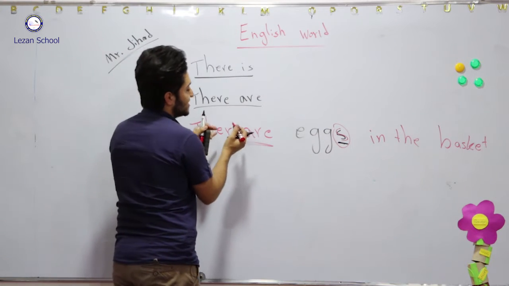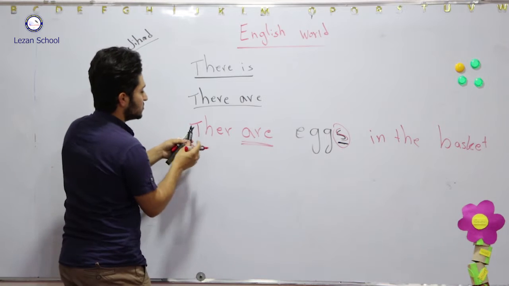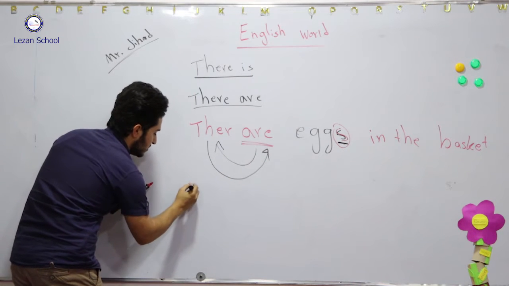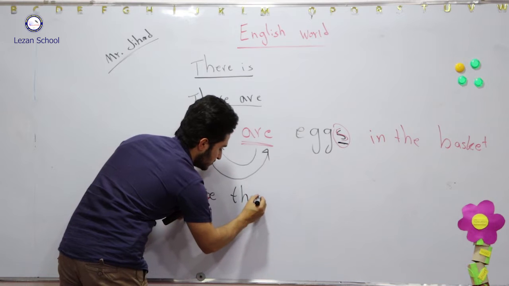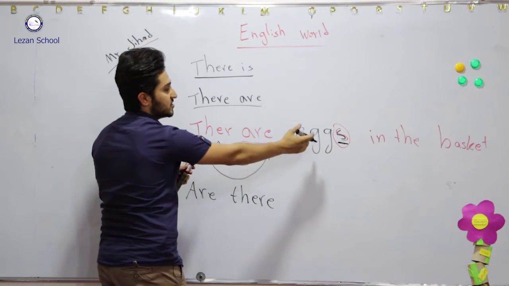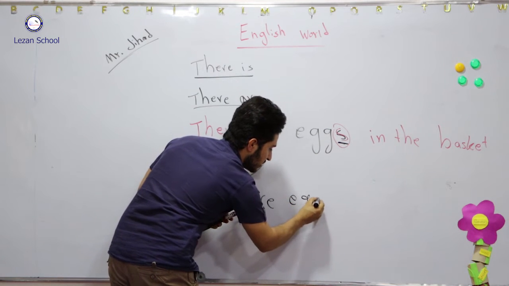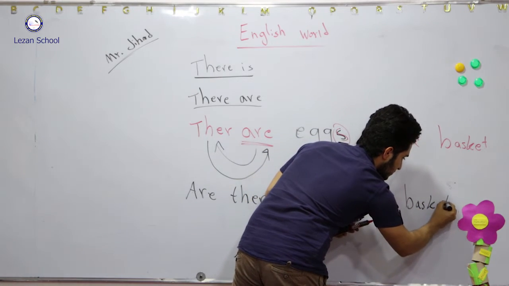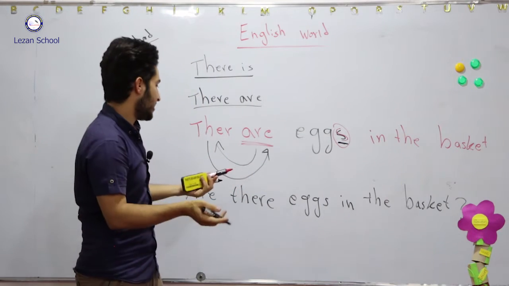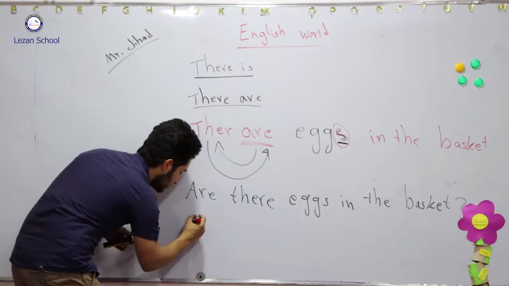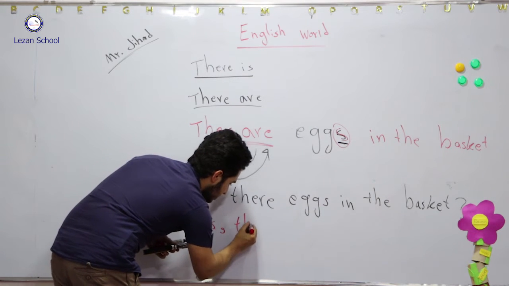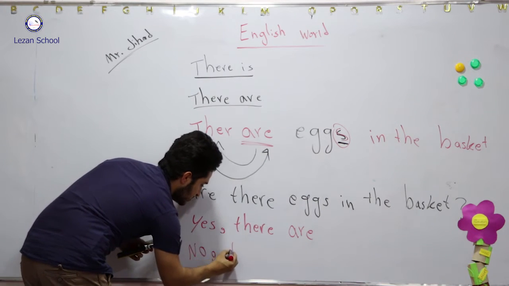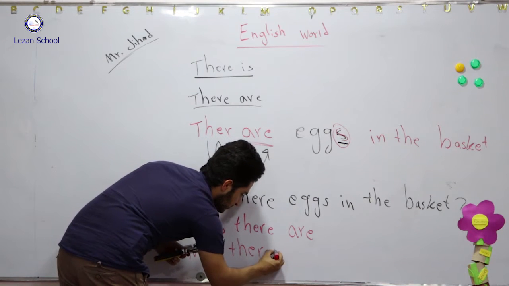How can we change this sentence to a question? Only switch their places. Are there, we don't need an article because it's plural. Are there eggs in the basket? How can we answer it? Yes, there are. And also we have no, there aren't.